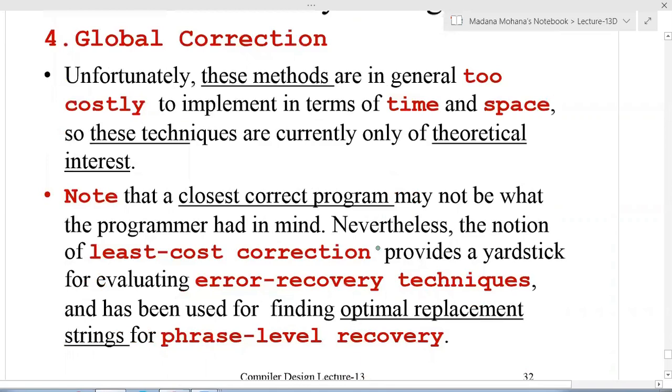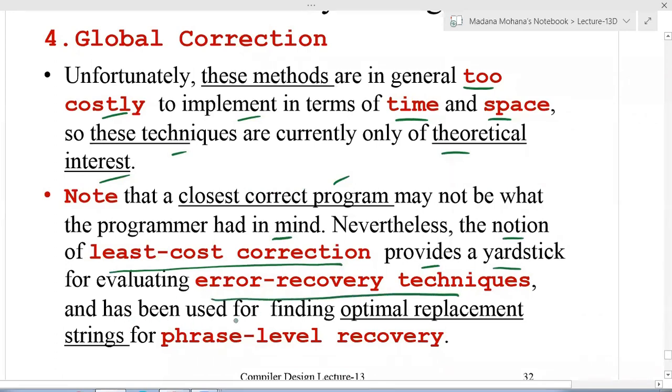Now let us see some of the drawbacks of this method. Unfortunately, these methods are in general too costly to implement in terms of time and space. So these techniques are currently only of theoretical interest, and we can't use them practically. Here is one observation: a closest correct program may not be what the programmer had in mind. Nevertheless, the notion of least-cost correction provides a yardstick for evaluating error recovery techniques and has been used for finding optimal replacement strings for phrase level recovery. So these are some of the considerations for using the error recovery strategies.